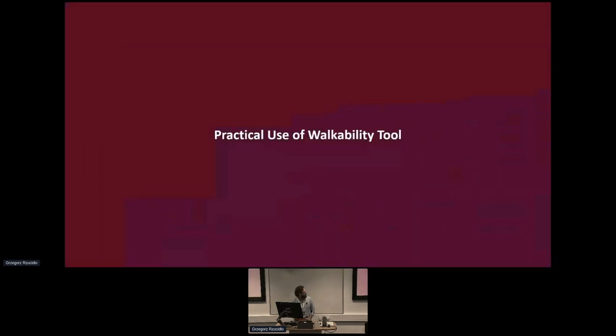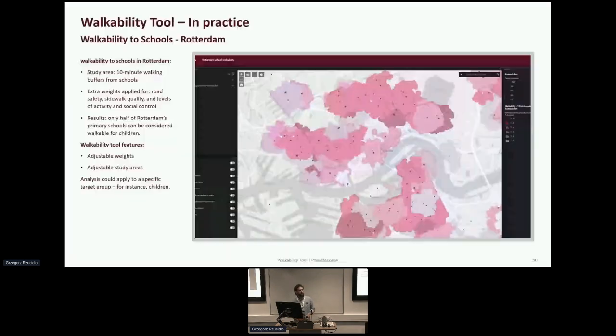Now, I'll give you one example of how we use the walkability tool in practice. And on the way, I'll also show you two features of the tool. This is an example of a project we did in Rotterdam. These pink clouds that you see on the map represent a 10-minute catchment area from primary schools in the city. And what we wanted to do is to evaluate the walkability of those catchment areas from the point of view of primary school children.